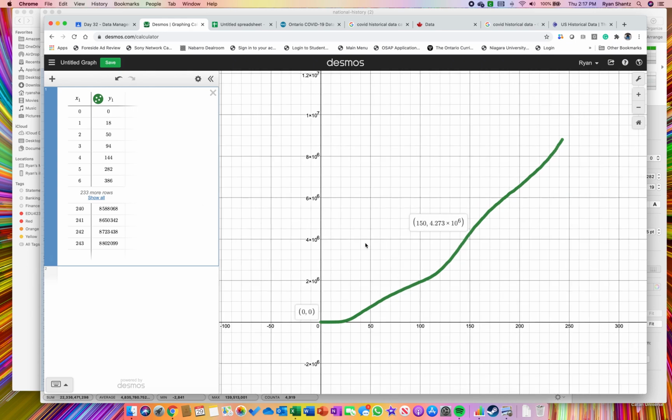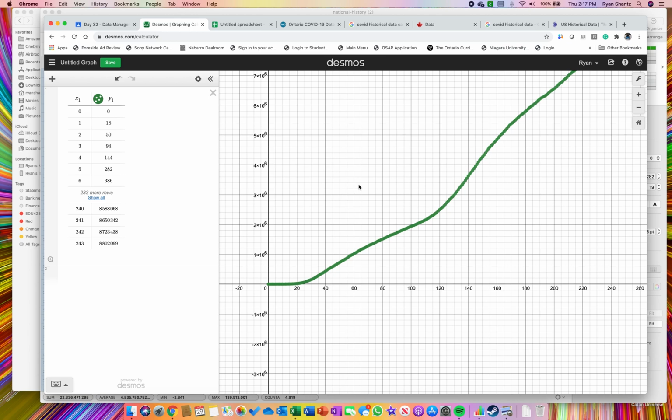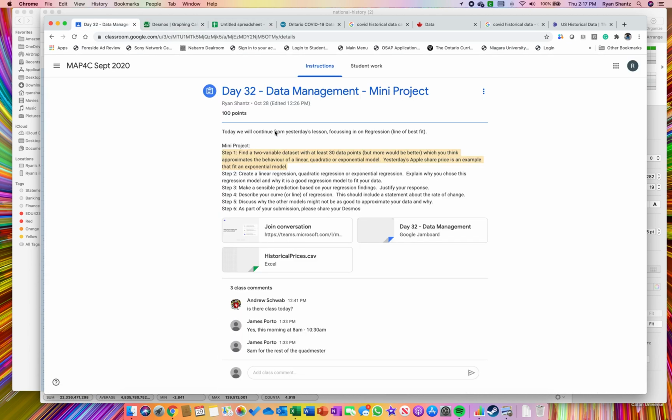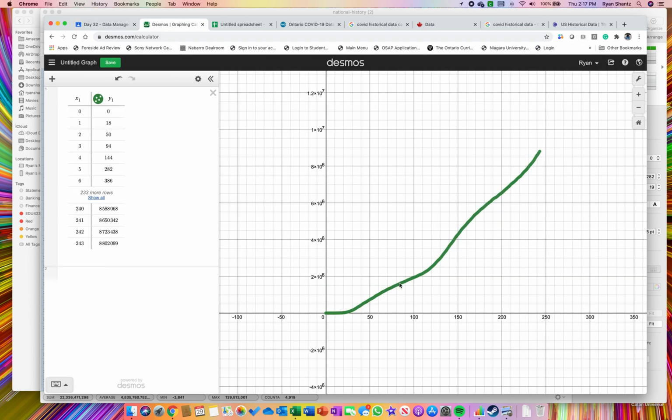Okay, so I've now got my data. Fantastic. It looks like this. And now let's go back to here. So, find two variable data. Is this two variable data? Well, this is the number of cases, cumulative on a given day. So the number of cases growing each day. So here the variables are positive cases, cumulative positive cases, and the day. So there are two variables.